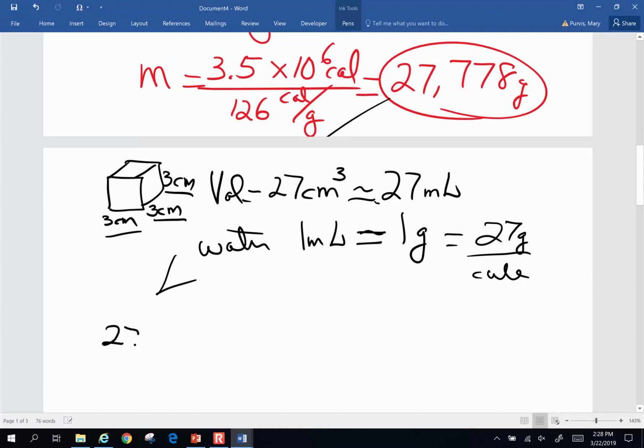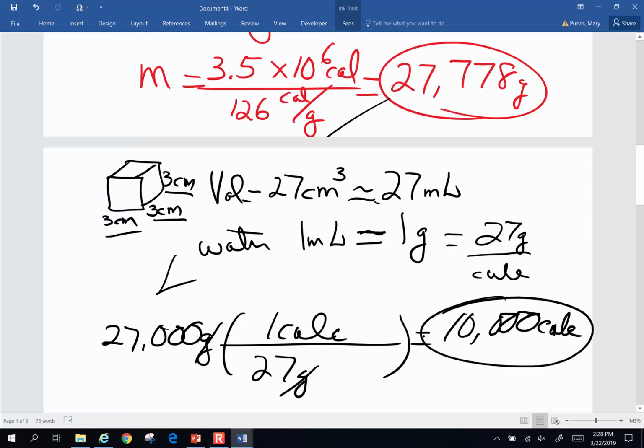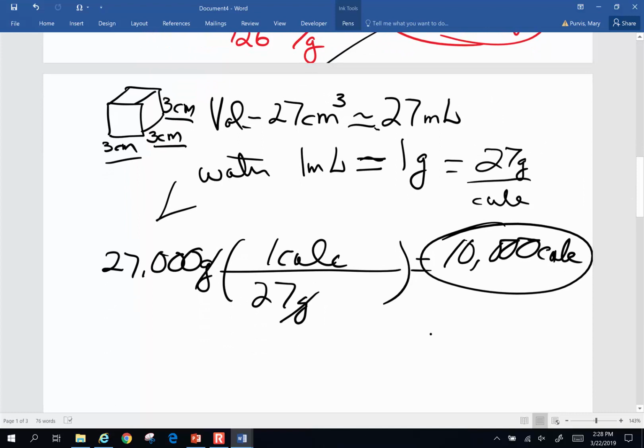If I've got 27,000 grams and I've got 27 grams per cube, if I do the math, that means I'm going to have to eat 10,000 ice cubes above and beyond anything else I eat or do just to lose a pound of fat. And we're not talking tiny little wimpy ice cubes here. 3 centimeters on a side, that is over an inch on each side. So this is a good solid hunk of ice here.